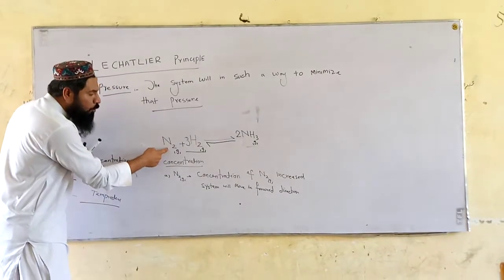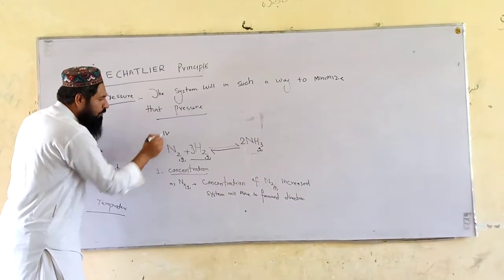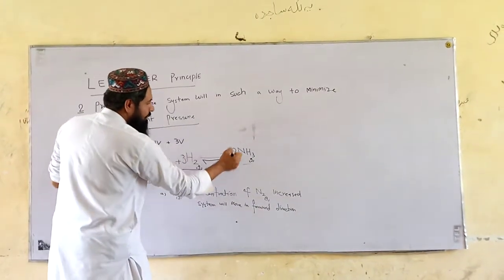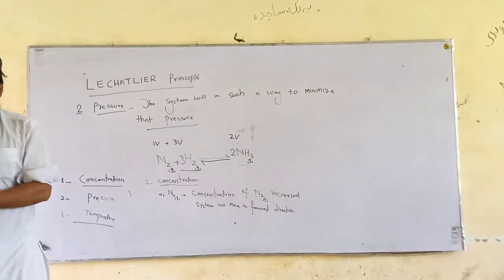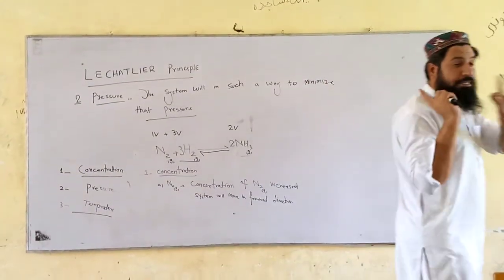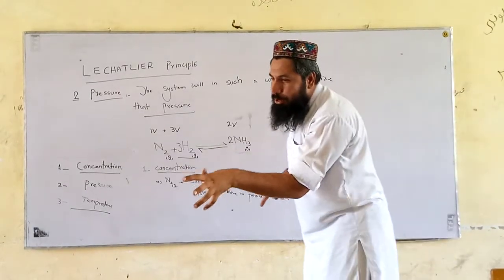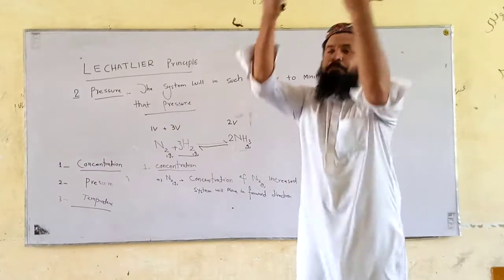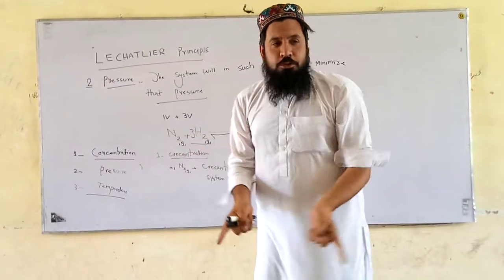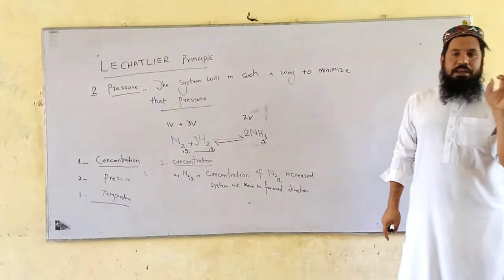How many moles of nitrogen gas are there? One mole, so one volume. How many moles of hydrogen gas? Three, so three volumes. How many moles of ammonia? Two, so two volumes. On the left hand side there are four volumes, and on the product side there are two volumes. So the system will automatically move toward that side to decrease the volume. By increasing pressure, the system will move in the forward direction so as to minimize the effect of the pressure.